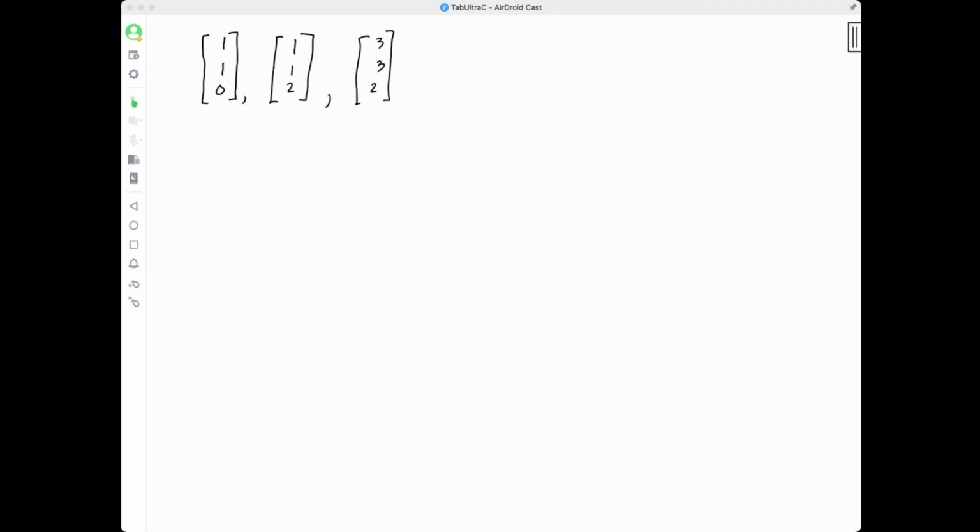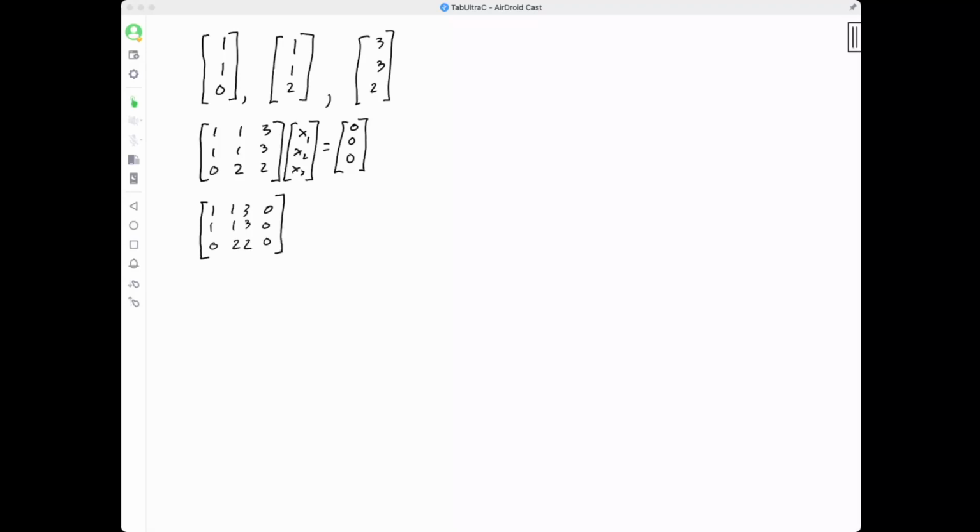So the matrix equation would look like 1, 1, 3, 1, 1, 3, 0, 2, 2 times x1, x2, x3 is equal to 0, 0, 0. If I write this out as an augmented matrix, I get 1, 1, 3, 0, 1, 1, 3, 0, 0, 2, 2, 0, and I try to find the reduced row echelon form of that.